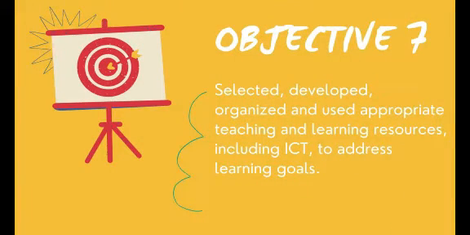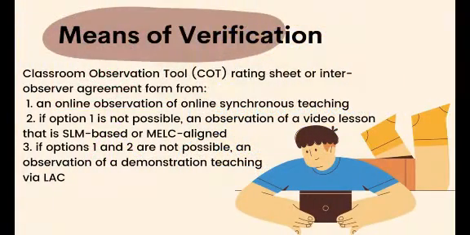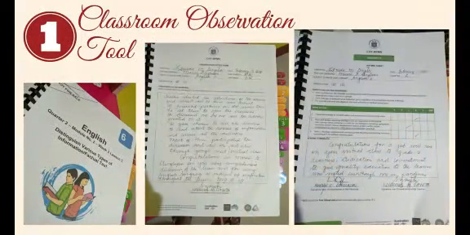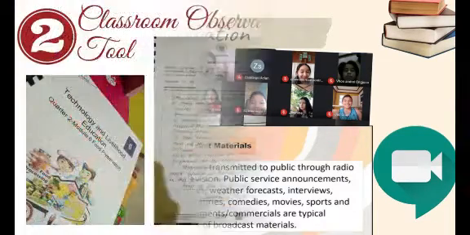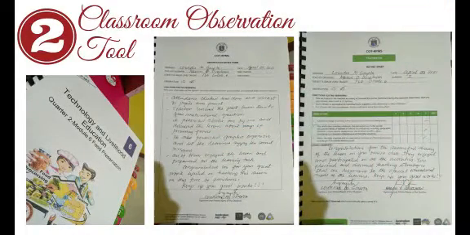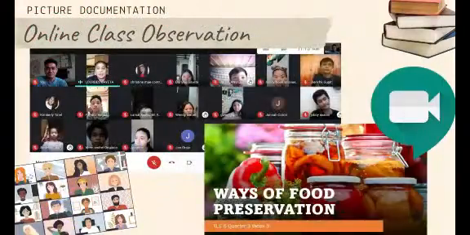Objective 7: Select, develop, organize, and use appropriate teaching and learning resources, including ICT, to address learning goals. Means of verification. To address unequal opportunities of learners in the availability of learning resources, the teacher's contingency will always be the primary solution. I forwarded different links which learners can view even without the internet. Text messaging and calling through their mobile phones are also considered as a way of reaching the learners at risk.